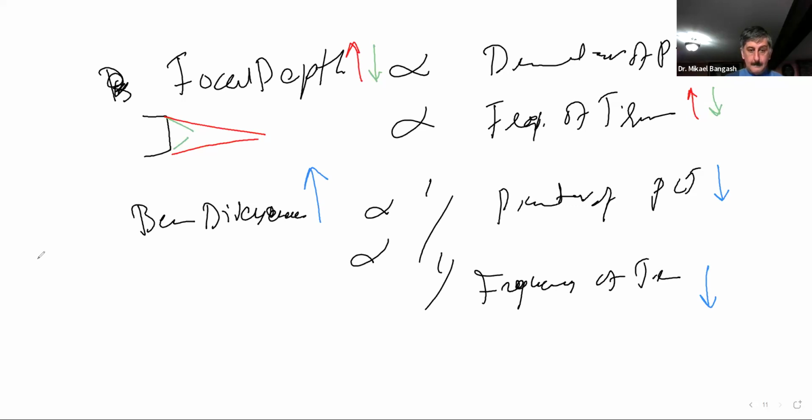Likewise, if you had a greater PCT or a transducer with a higher frequency, there will be a lesser divergence of the beam. Did you guys get that?